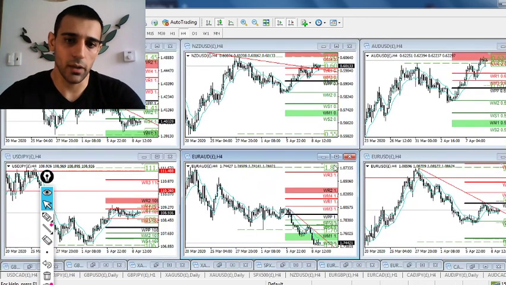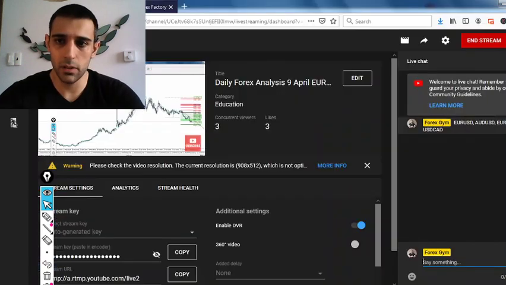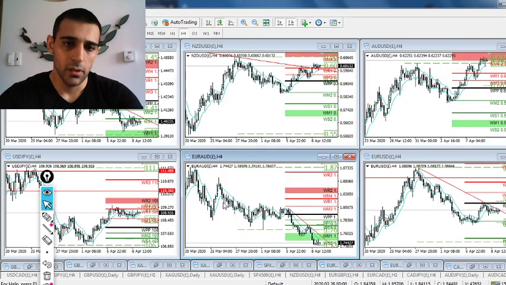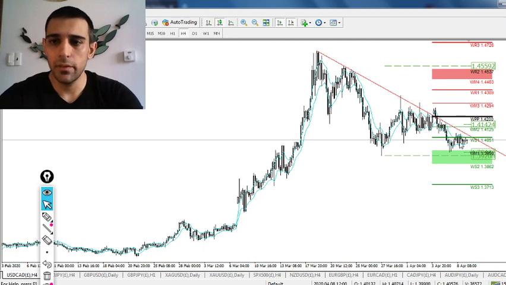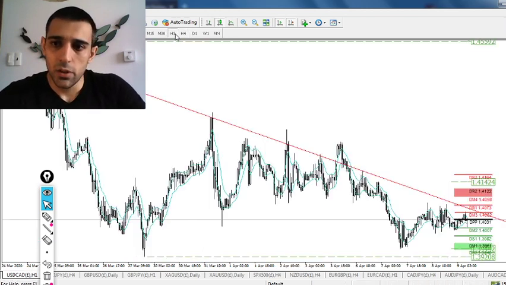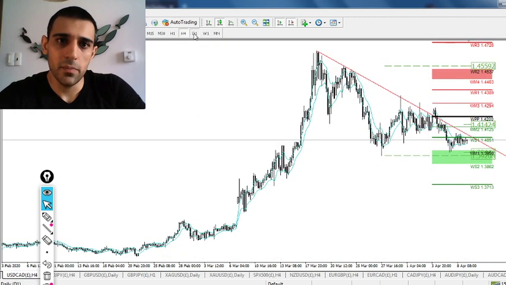Let's move to the next currency. We had Euro against Aussie. The last one is US dollar against Canadian dollar, USDCAD. Where is that USDCAD? There we go. This one is also chopping around, and I don't like this chop.